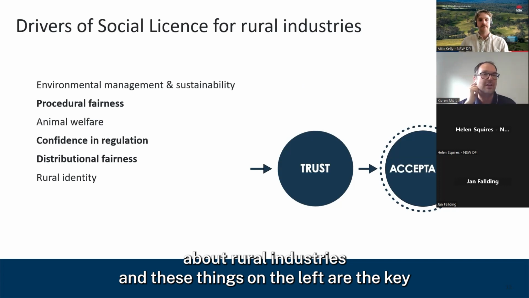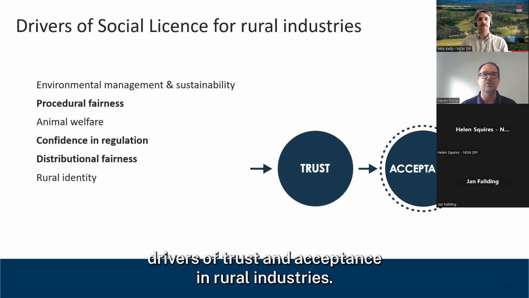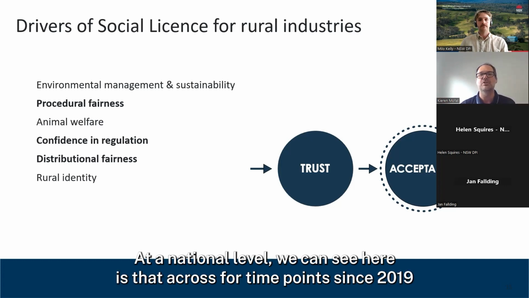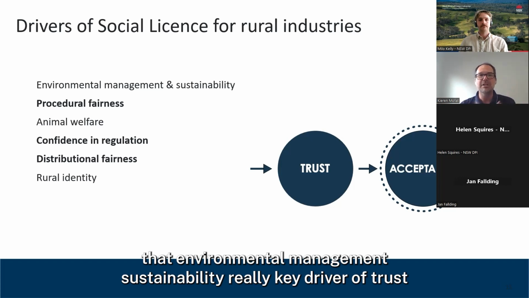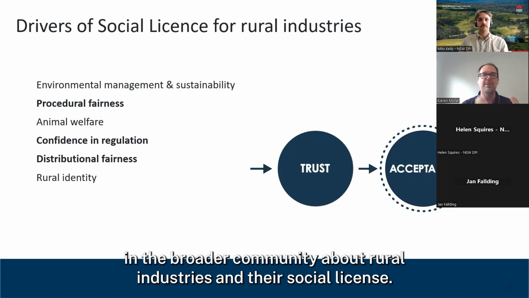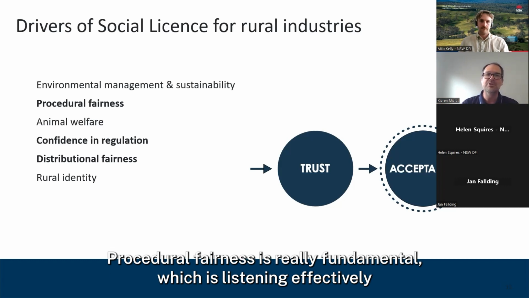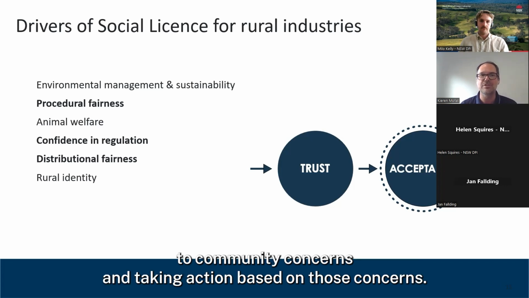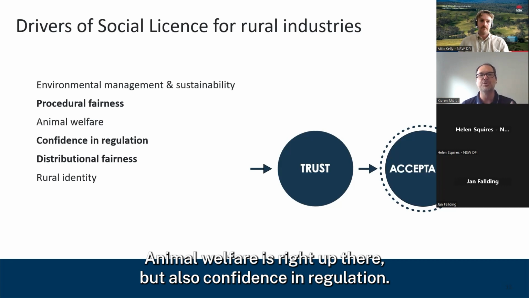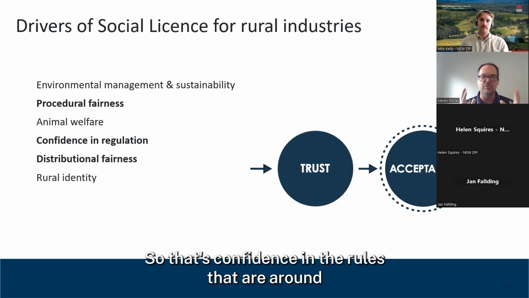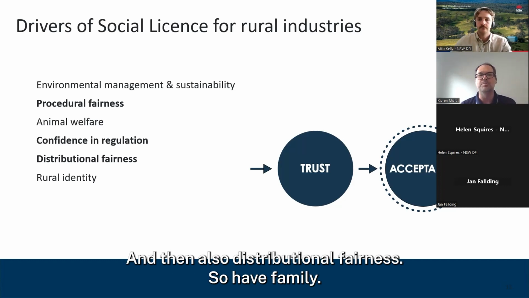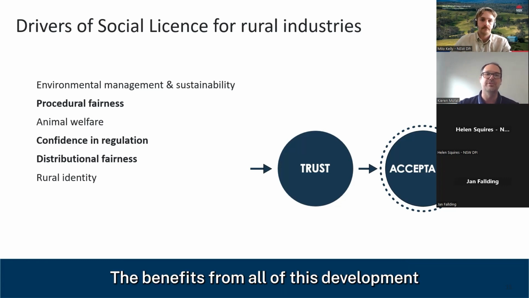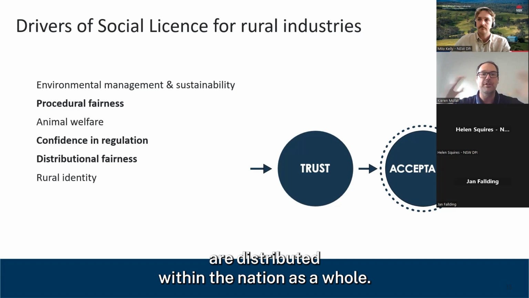And these things on the left are the key drivers of trust and acceptance in rural industries at a national level. And what we can see here is that across four time points since 2019, environmental management and sustainability is a really key driver of trust in the broader community about rural industries and their social license. Procedural fairness is really fundamental, which is listening effectively to community concerns and taking action based on those concerns. Animal welfare is right up there, but also confidence in regulation. So that's confidence in the rules that are around the way that industries are governed and how they govern themselves. And then also distributional fairness. So how fairly the benefits from all of this development are distributed within the nation as a whole.